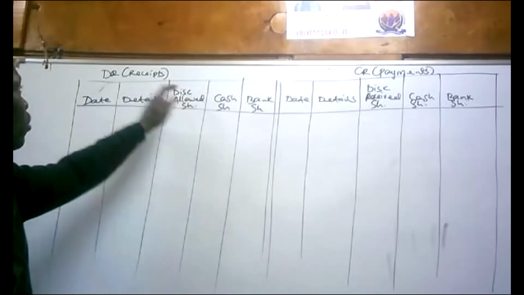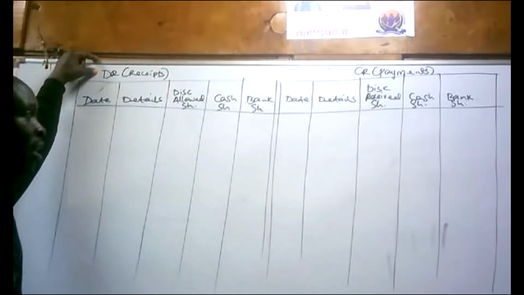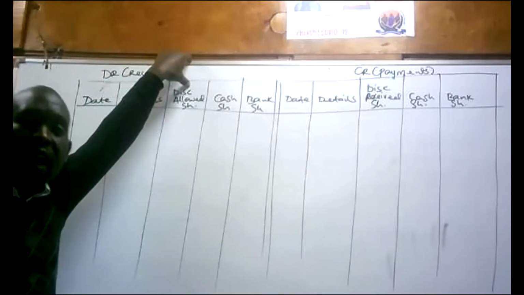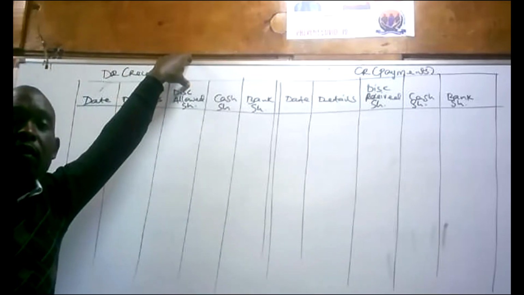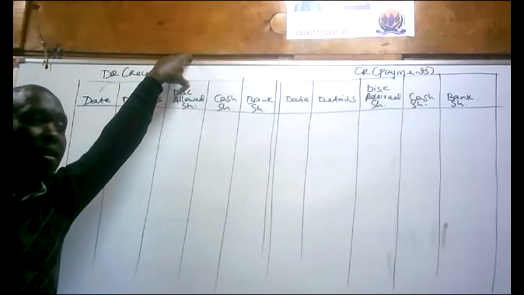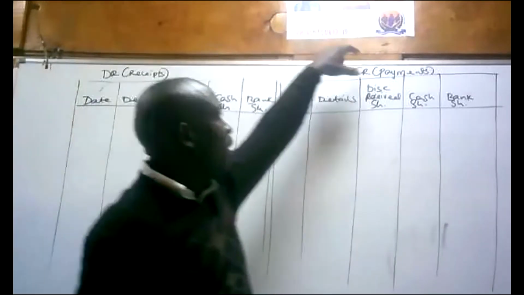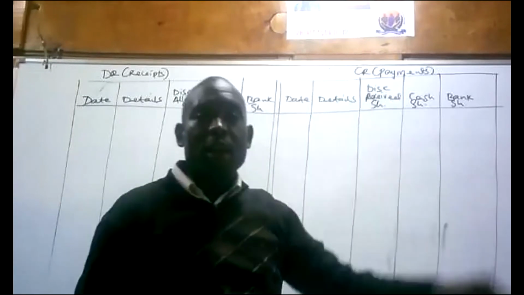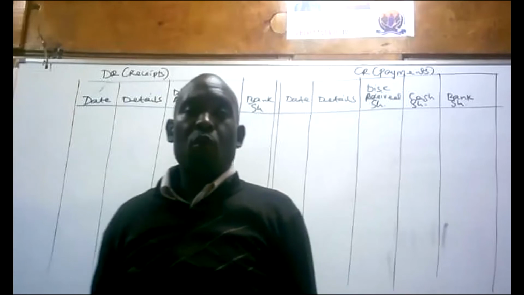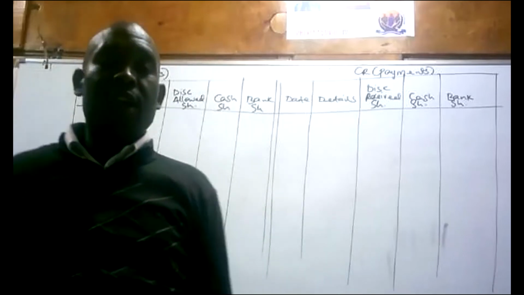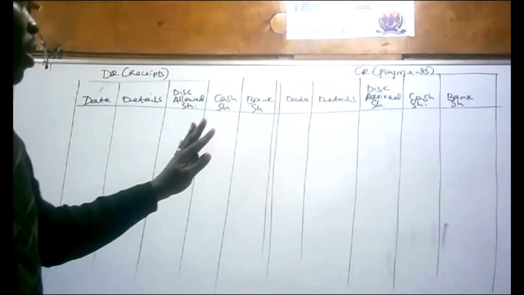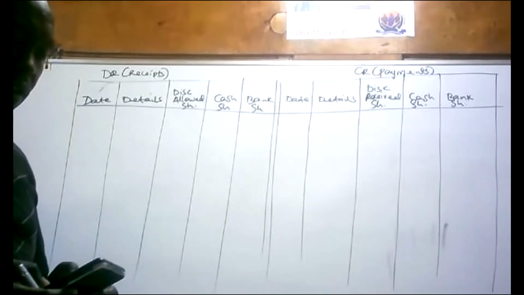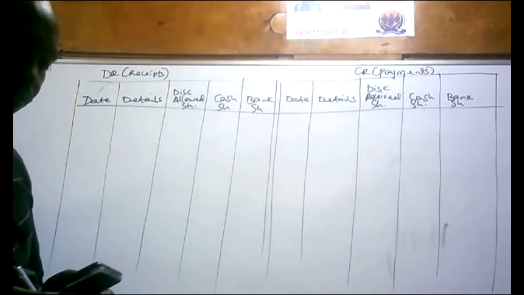The discount allowed is on the DR side. Why? Because when we receive money, that is when we allow discount. The discount received is on the payment side because when you pay is when you receive discount. So you need to understand that. Let us see what is supposed to be done here.